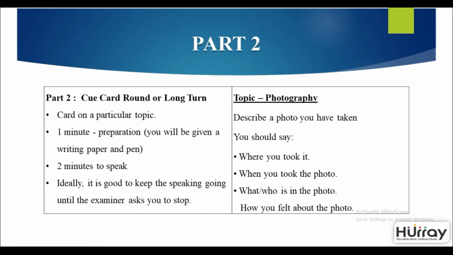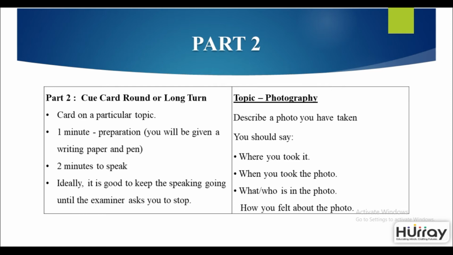Part 2 is the cue card round or long turn. You will be given a card on a particular topic. You are given 1 minute of preparation time, and you can use this time to jot down ideas. You will also be given 2 minutes to speak. Keep speaking till the examiner asks you to stop.